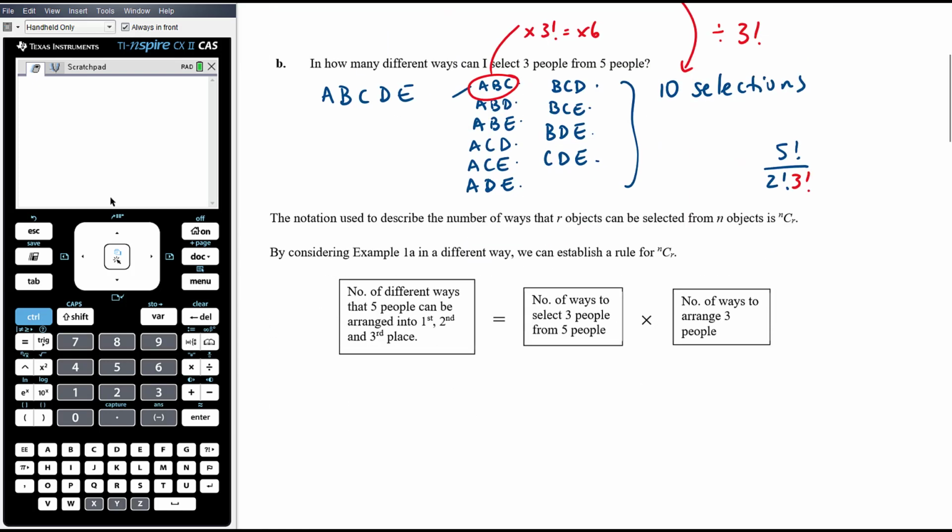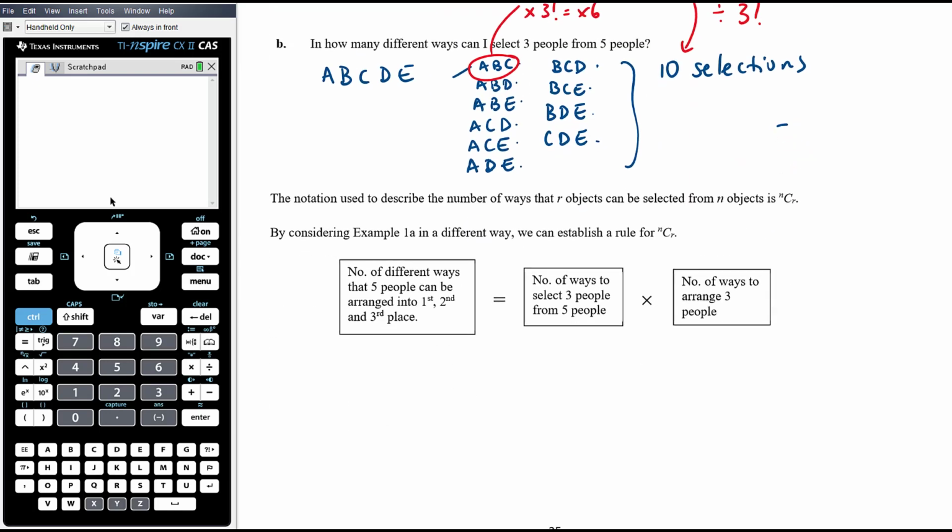So if I think about this, we could think about this in a slightly different way. The number of different ways that 5 people could be arranged into first, second, and third place is to first choose the 3 people that finish first, second, and third, and then to think about the number of ways to arrange them.